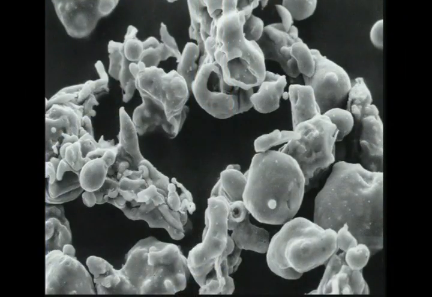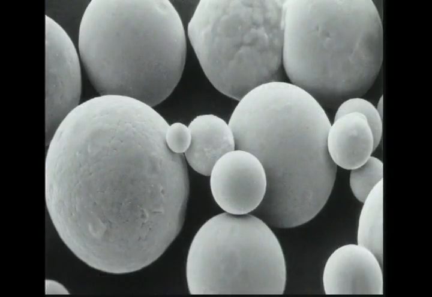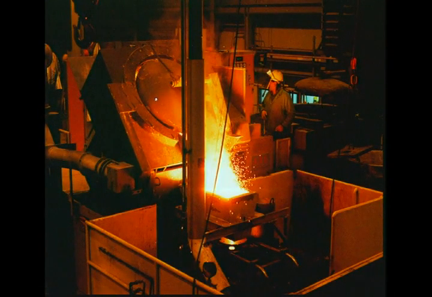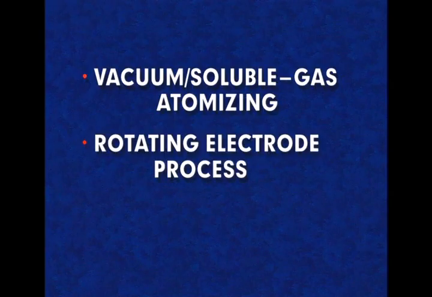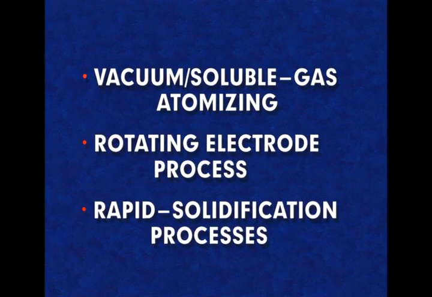Water-atomized particles tend to be irregular in shape, and gas-atomized particles are more spherical. Other atomization techniques include vacuum or soluble gas atomizing, the rotating electrode process, which uses helium as the inert gas, and several rapid solidification processes.